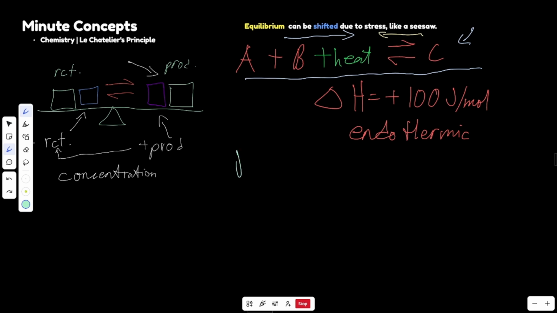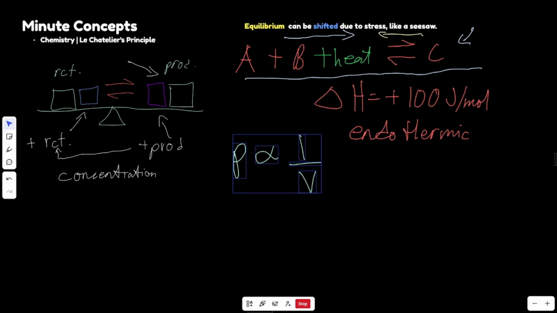So pressure is inversely proportional to volume, right? Now, whenever we increase the volume, we reduce the pressure. Whenever we decrease the volume, we increase the pressure. So keep this in mind.